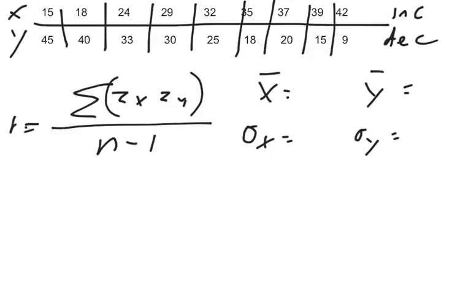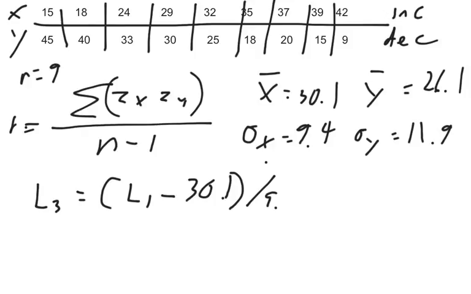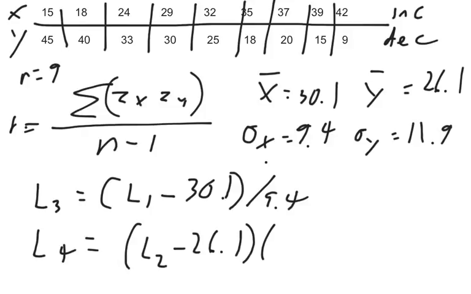So for x bar I got 30.1, and for sigma I got 9.4, and for y bar 26.1, and for sigma we got 11.9, and just for later on we got n equals 9. So in L3 I'm going to do L1 minus 30.1 divided by 9.4. And in L4, when you highlight L4, I'm going to do L2 minus 26.1 divided by 11.9. That's a better division sign.